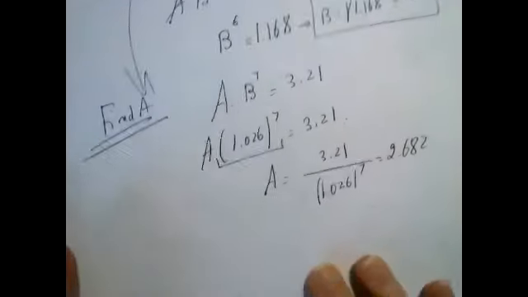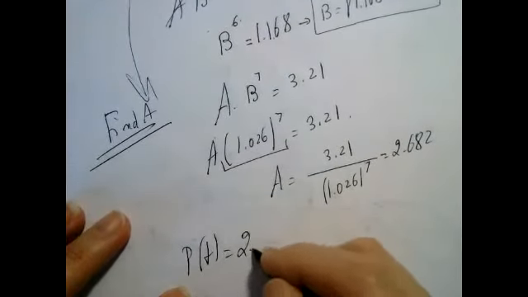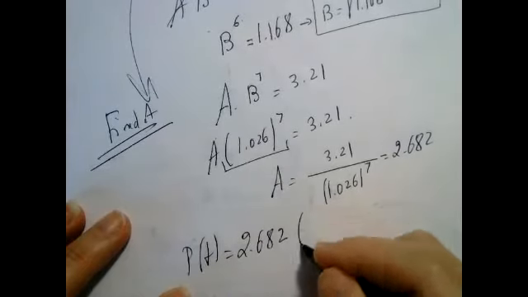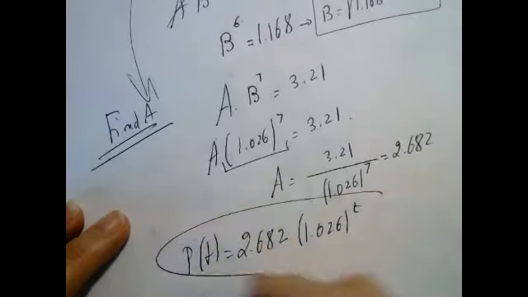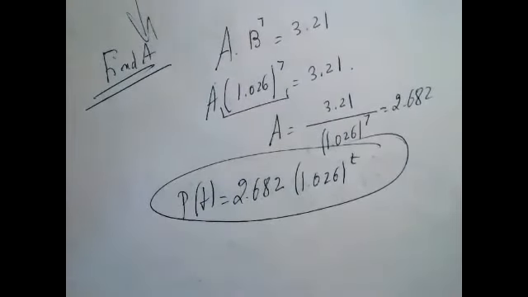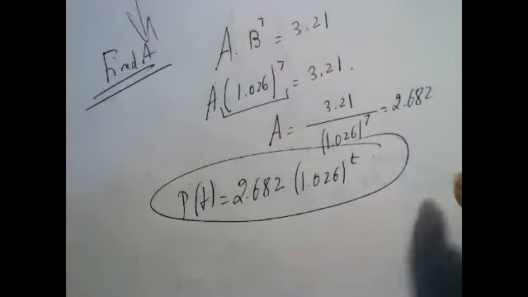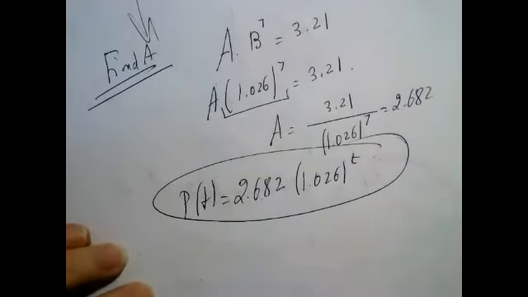All right, so from the two data points, we know that the population would be given by the following formula: 2.682 times 1.026 to the power t. So that's the formula for the population. Now I have a formula for the population at every time, granting that it is an exponential growth.